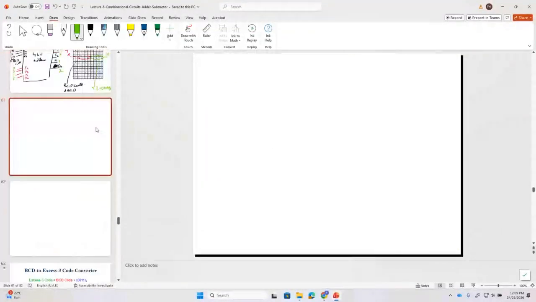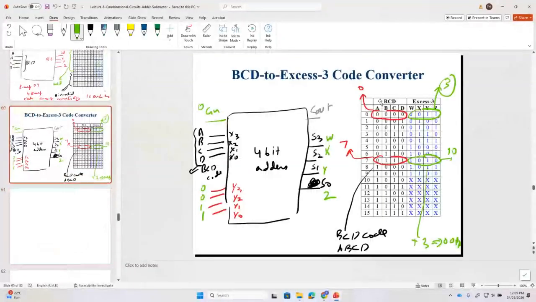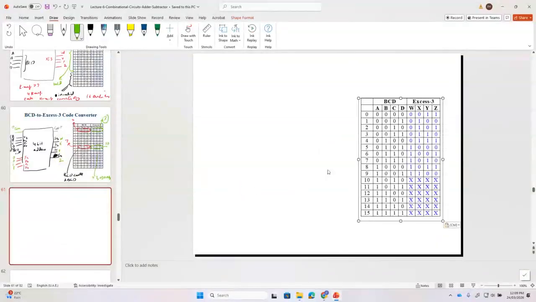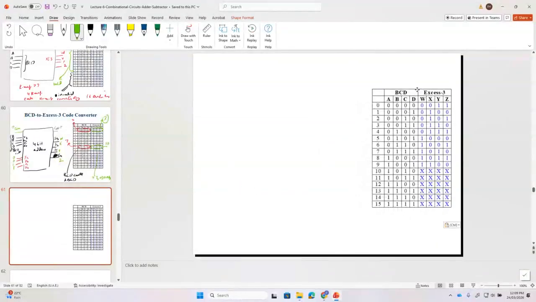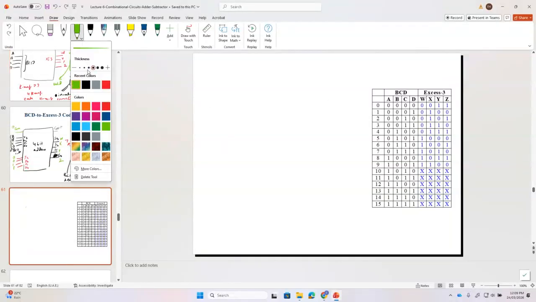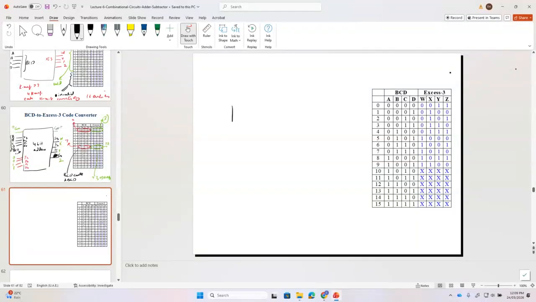This is very important. Anyone who solves this question will get 1 bonus mark. Can you now use two 2-bit adders for BCD? No, I will still use a 4-bit adder, but using a different method. If anyone solves this question, they will get 1 bonus mark.